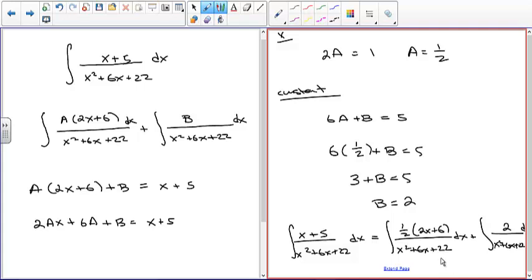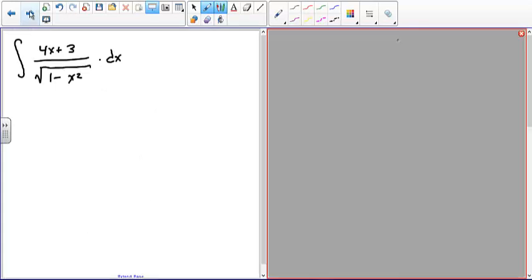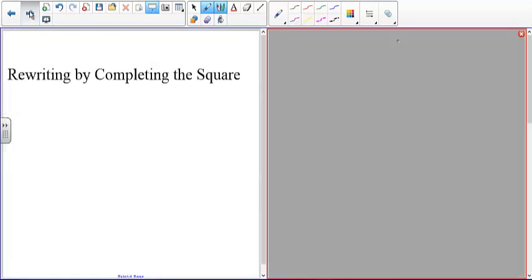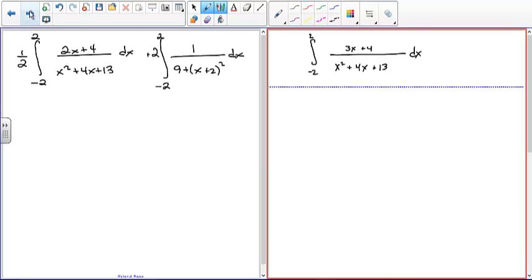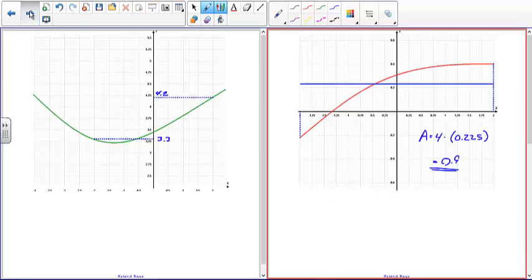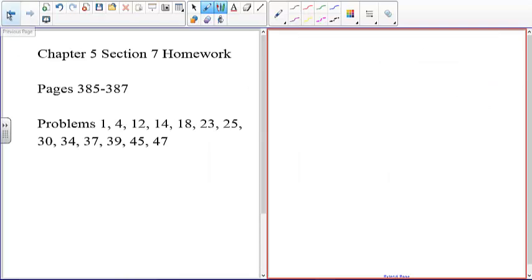But I'm going to assign you the homework from this section, because I don't think I have yet. Did I do that already? I can't remember. If not, I'm going to do it now. Oh, there we go. Okay, so there's section 7. So that's it for today.